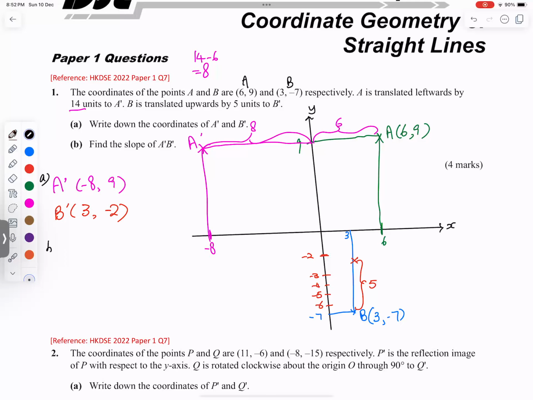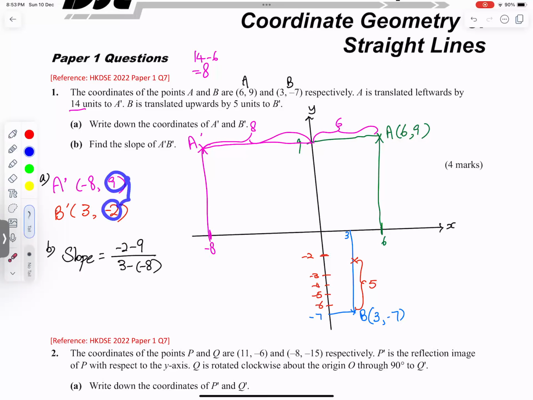Okay, let's find the slope. Slope is the y's minus the y's over the x minus the x. So it's -2 minus -9 over the x's, 3 minus -8.